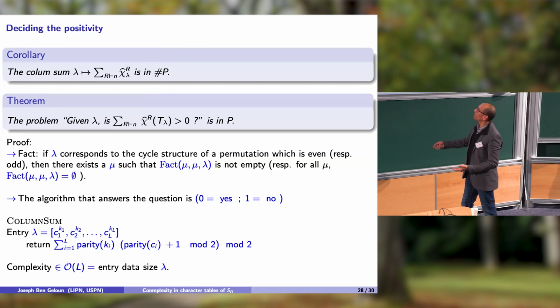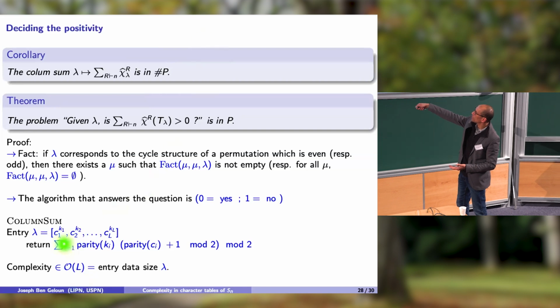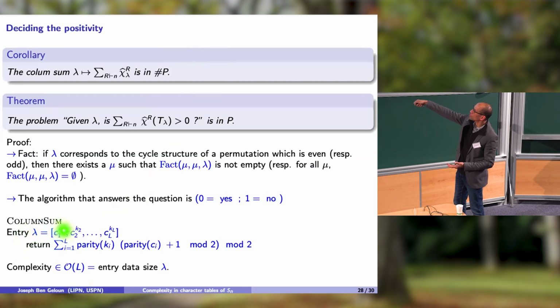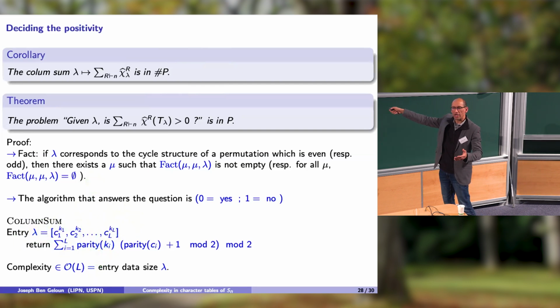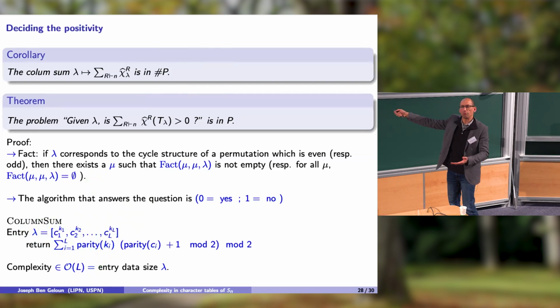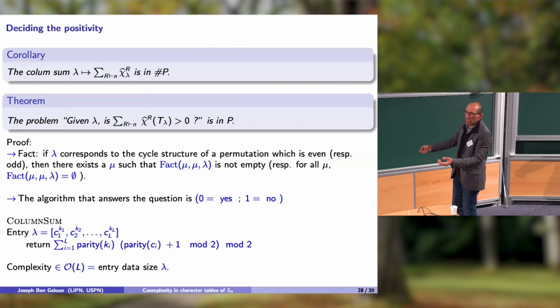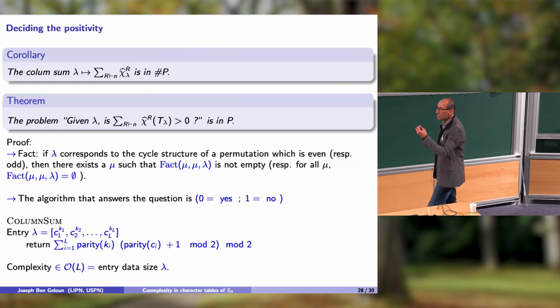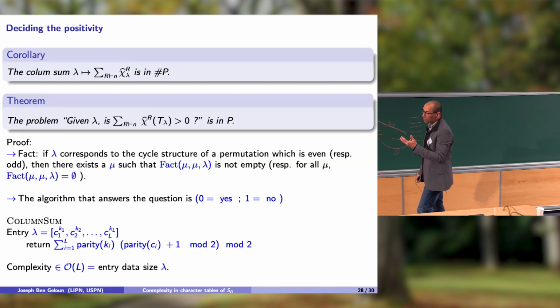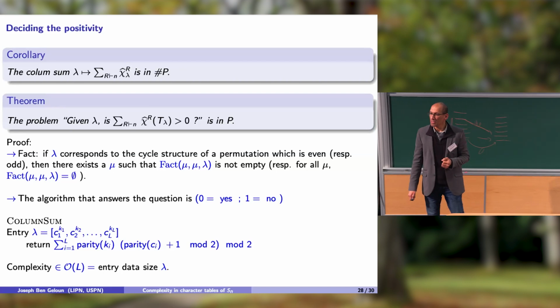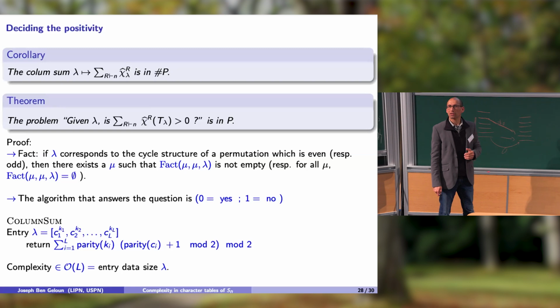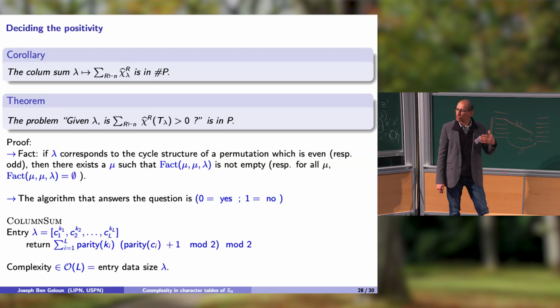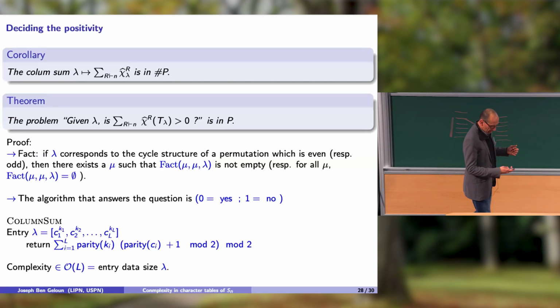So what you do, in fact, is to produce an algorithm which takes your partition like that and computes the parity of this cycle in a certain way and outputs the result. And from that, you immediately know if this lambda, this partition, is associated with a permutation of even type. And so you shortcut the process of verification. You can just compute the answer.